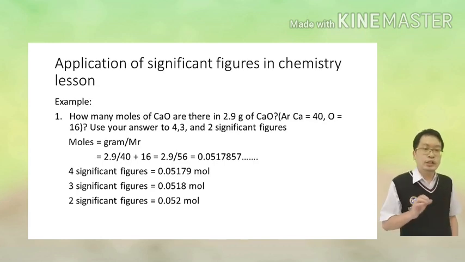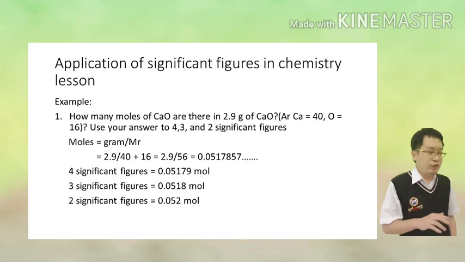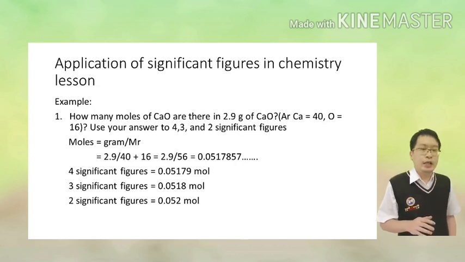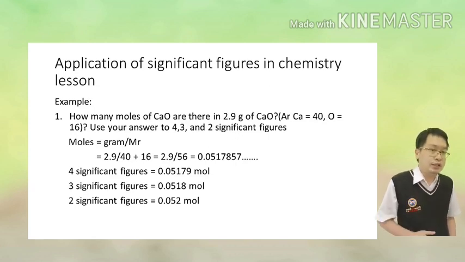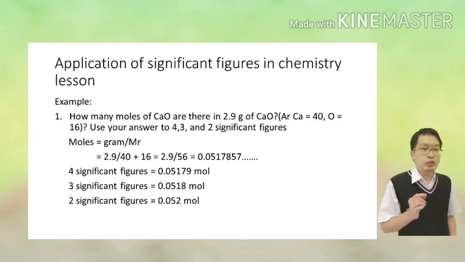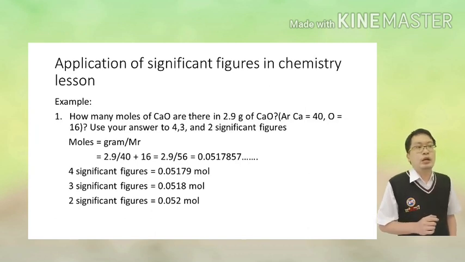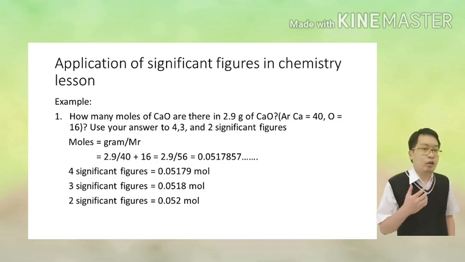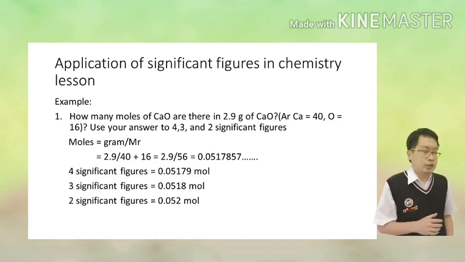As you can see from my slide, the answer becomes 0.0517857. If you notice the significant figures there, it consists of 6 significant figures. Why do I put dot dot dot? Actually, the answer is long in the calculator.